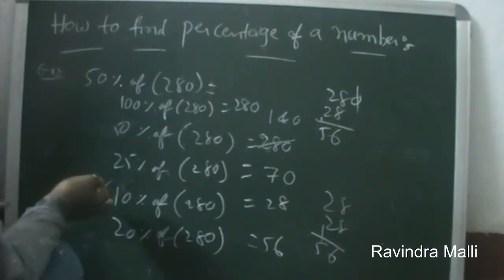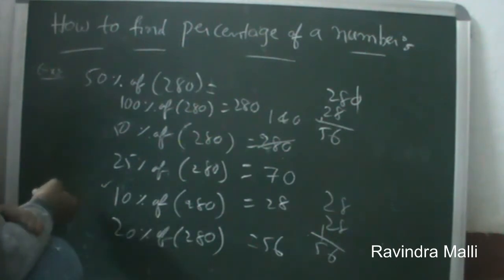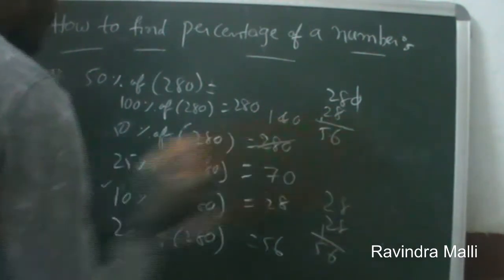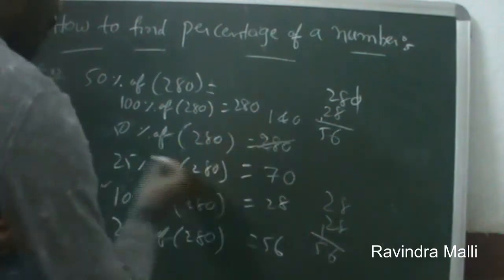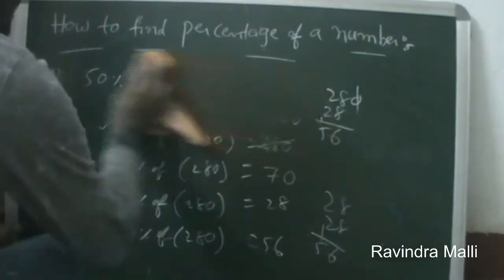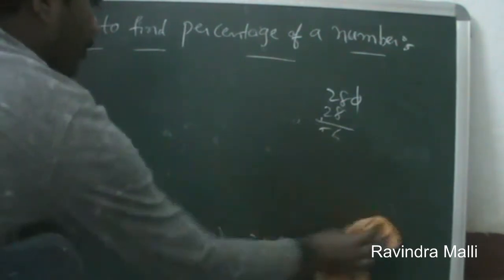You don't need to calculate using the multiplication tables. You don't require any tables to solve it. You just need additions. So 50% of this number is nothing but 140. Let's go for one more example.